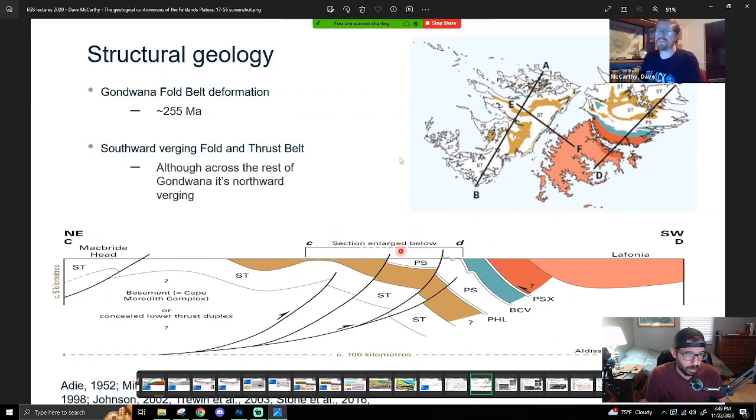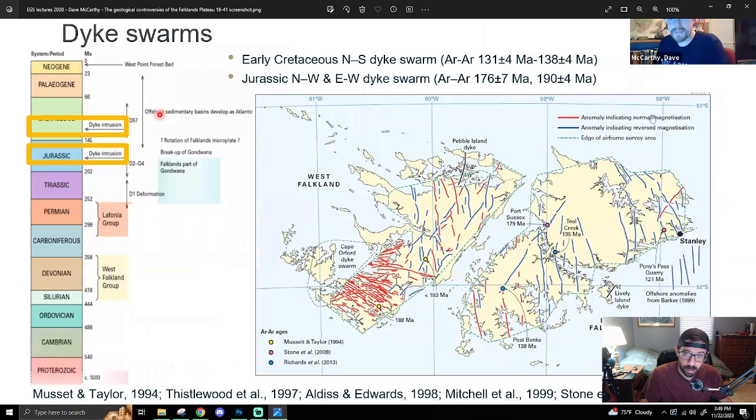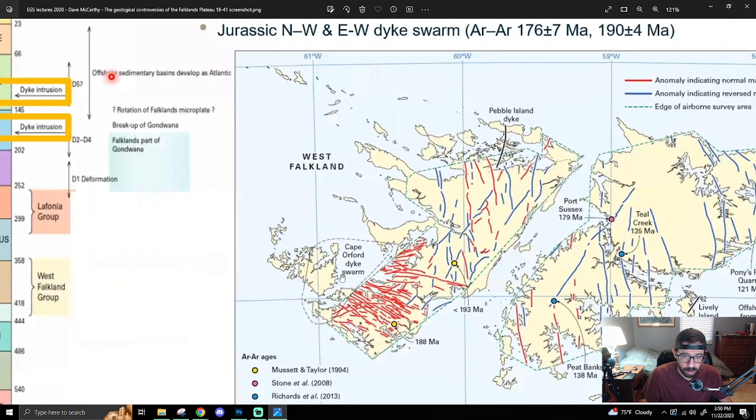One of the details that points to it having rotated is that the rest of Gondwana had a different direction of the associated fold and thrust belts. And then there were dike intrusions, so intrusions through the crust, which we see here. These are anomalies indicating normal magnetization, reverse magnetization. Not sure if those are pointing to the dike swarms or intrusions. There's definitely a dike swarm circled there.